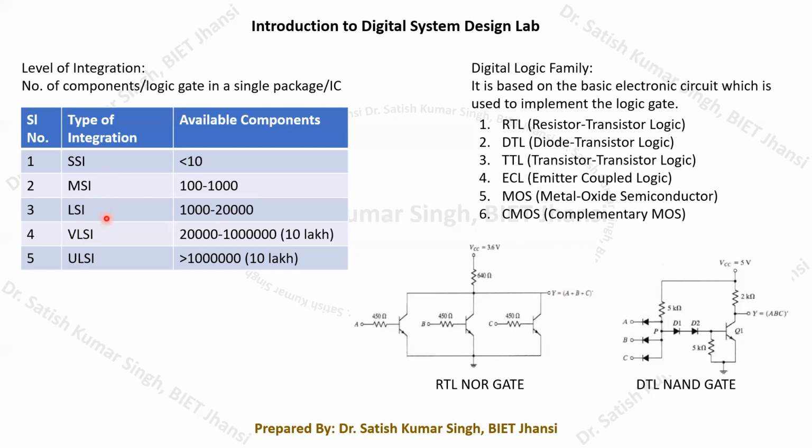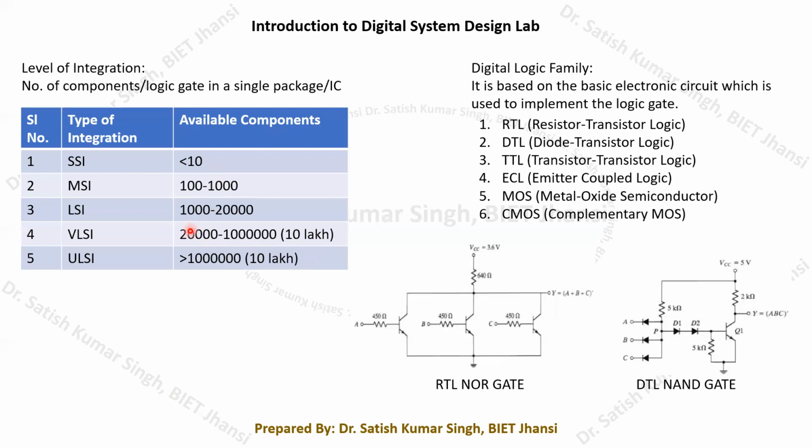For example, in SSI, the number of components would be less than 10. In the case of MSI, the range will be something less than 1,000. By having the LSI technology, we can integrate more than 1,000 components, up to as many as 20,000. Similarly, in the VLSI technology, we can add more and more components, in the range of 20,000 to 10 lakhs.